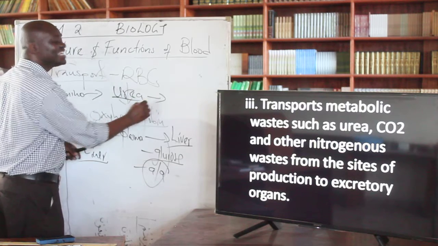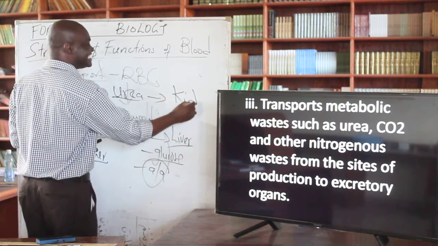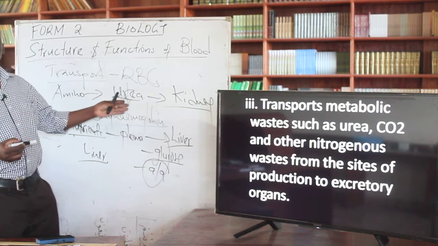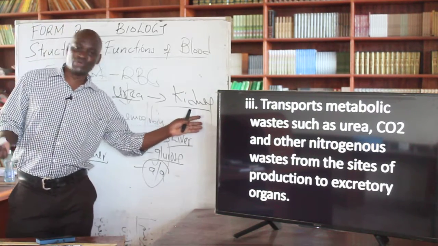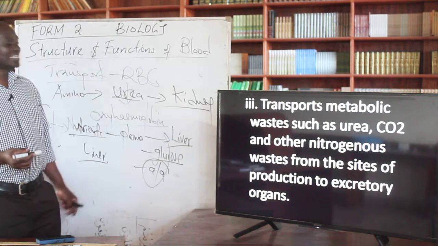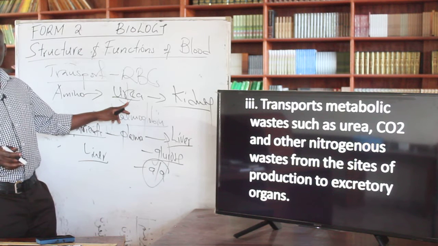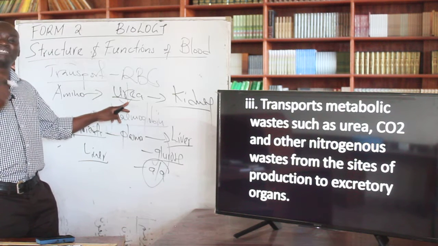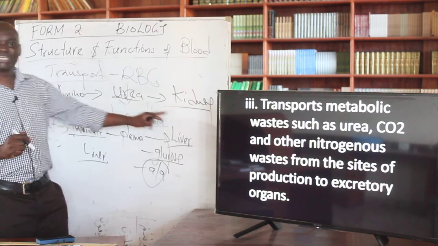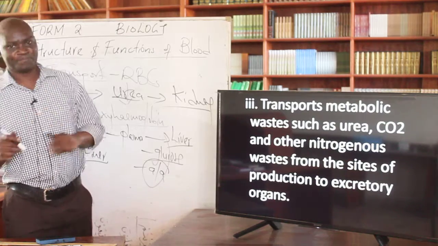And this urea is then transported through the blood to the kidney as an organ. So the urea is what the kidney uses to form urine. Again you can see that the plasma is carrying a waste product called urea, formed as a result of a metabolic process in the liver, taking it where? To the kidney, so that it can be eliminated from the body.